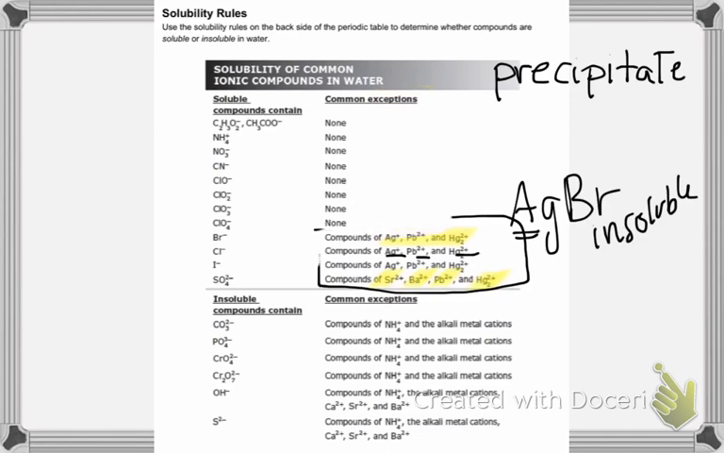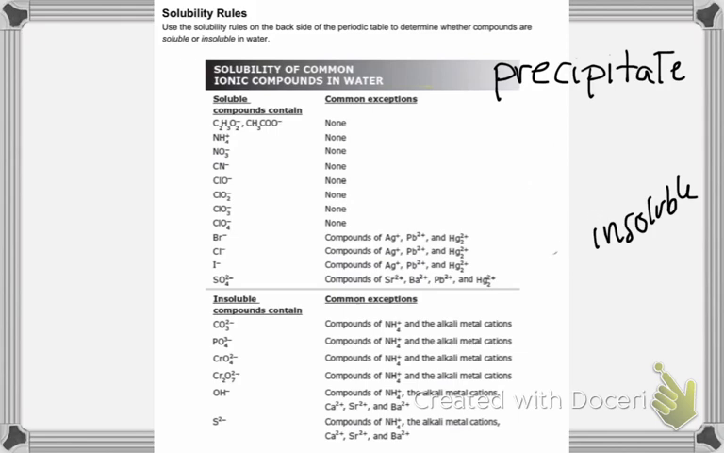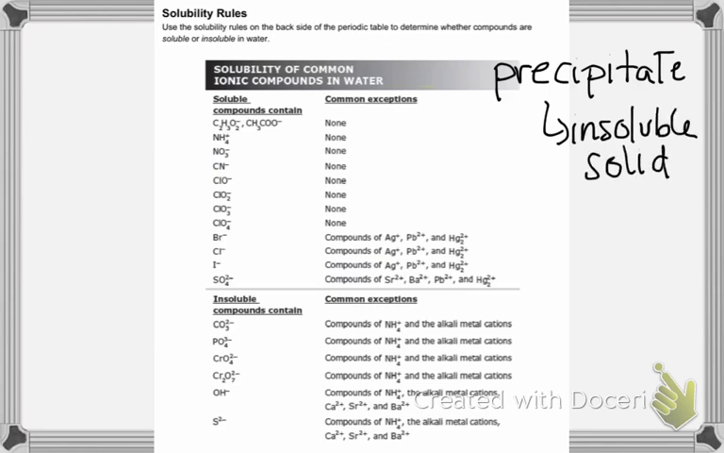Now, if something is insoluble, again, it does not dissolve very nicely in water. It will probably clump up and sink to the bottom and form a precipitate. Remember, a precipitate is an insoluble solid; it does not dissolve in water. Here, all of these are insoluble: carbonate, phosphate, chromate, dichromate, hydroxide, sulfide. All of these are insoluble except when they're bound to ammonium or any of the alkali metals.